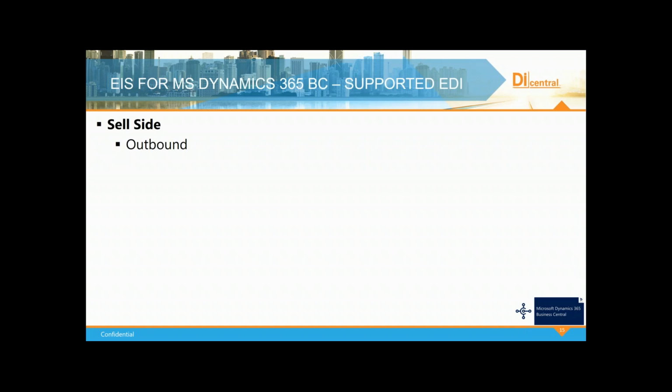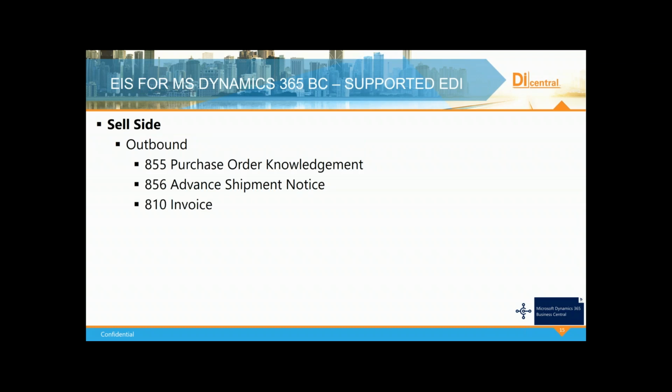So for the outbound, when you send out information to your trading partners, EDI Central supports several EDI transactions, which are the 855, the purchase order acknowledgement. The 856, the advance shipment notice, and 810, the invoice. And 812, the credit and debit adjustment.